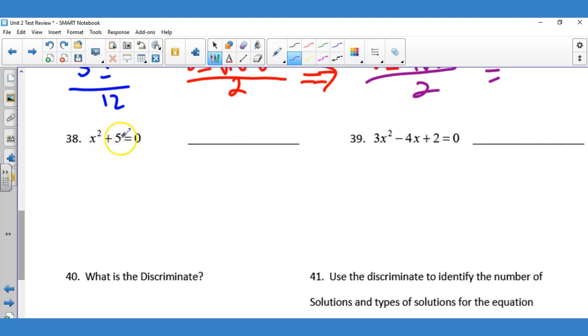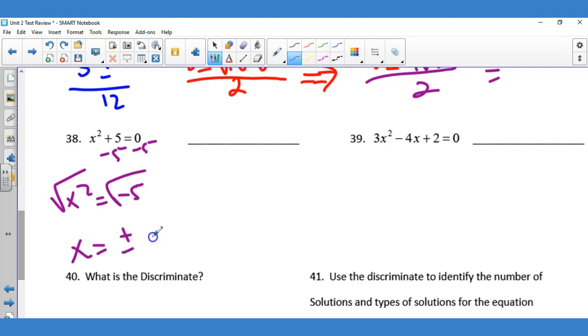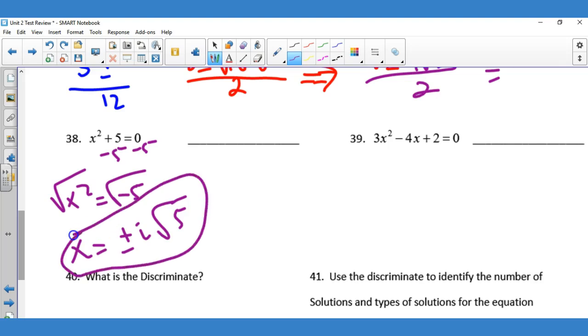Oh man, this one. Honestly, guys, you don't have to use a quadratic here. I'm just going to show you. You can solve this using the square root method. Subtract 5 on both sides. You get x squared equals negative 5. Then square root both sides. X equals plus or minus. Now, the square root of 5 is the square root of 5. But see that negative? That negative becomes i. So there are your two solutions for this one.